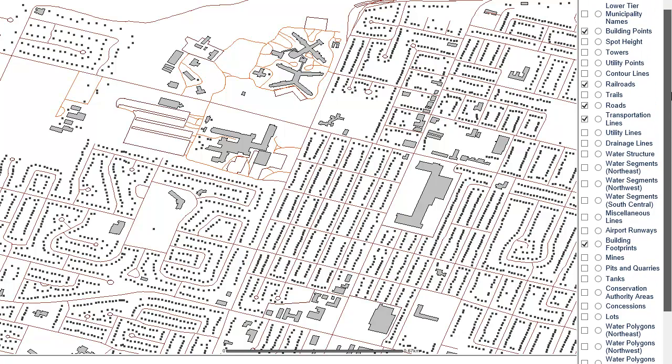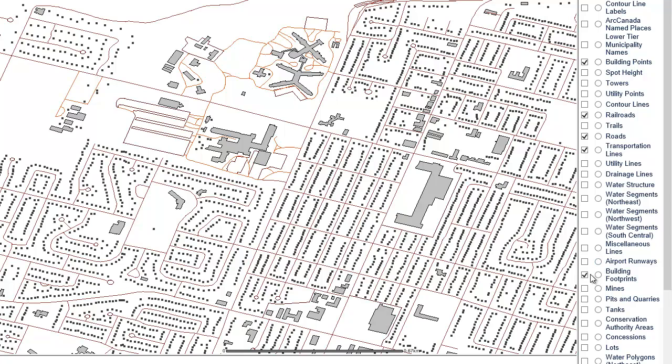Okay, for this right here, all I have are the building footprints, transportation line, roads, railroads, building points. Depending on the location that you've selected, you might want to keep, let's say, the miscellaneous lines on, or certain water segments. If you have a lake or a stream nearby, keep those on as well. I'll leave that up to yourself to decide what will be necessary.